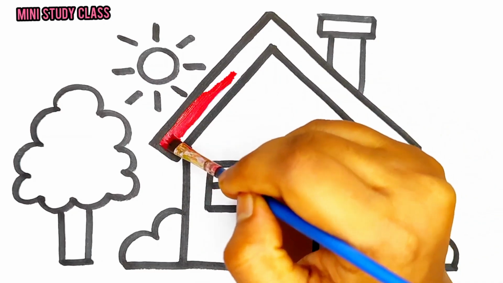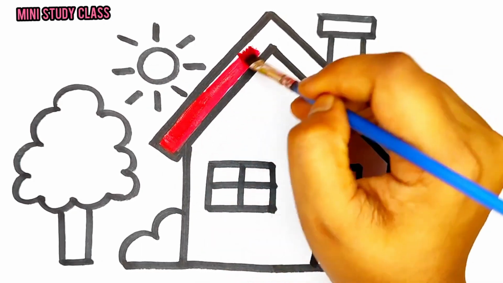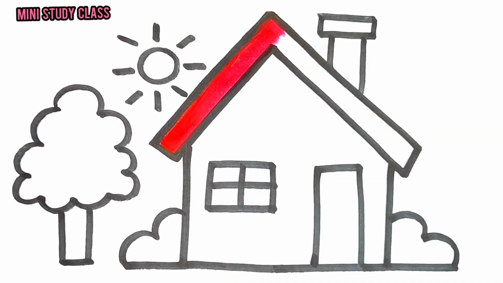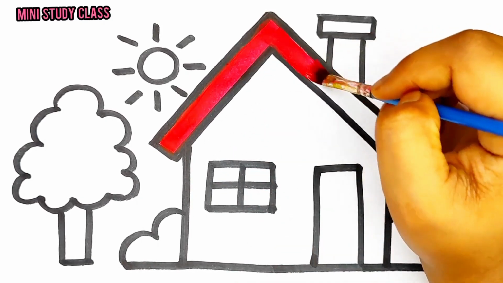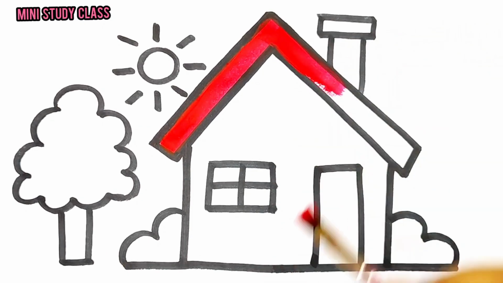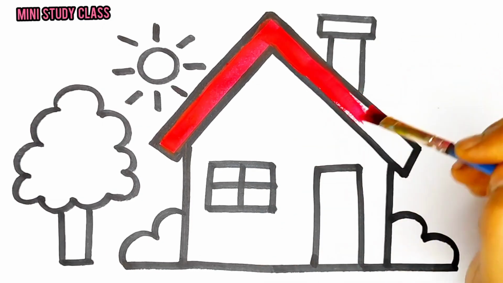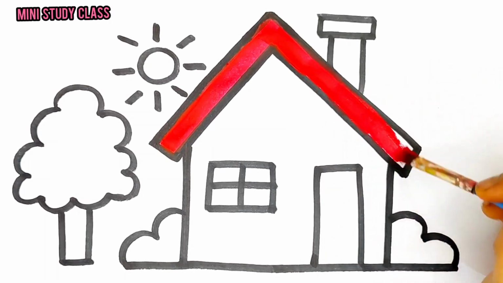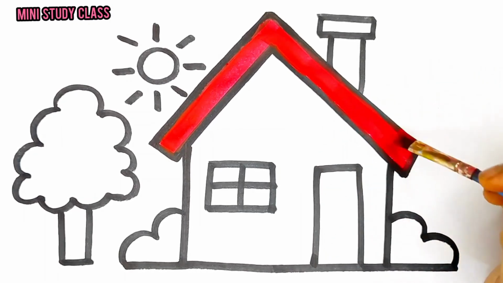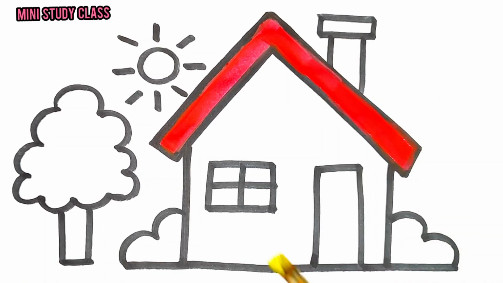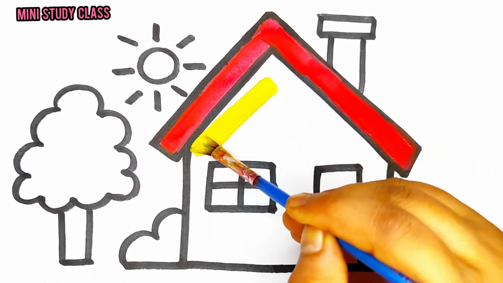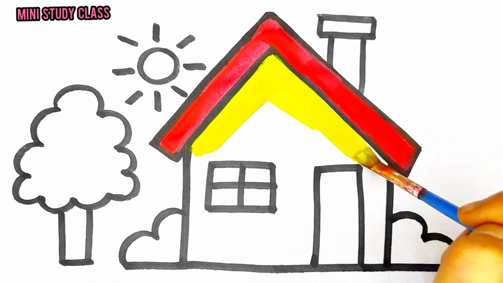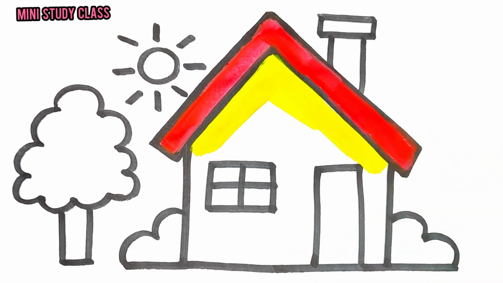We use red color to color the roof, the top of the house. Red color. This is yellow color. Here, we use yellow to color the wall of the house.